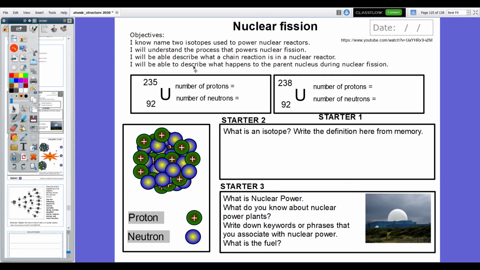Okay, so we're going to do a quick lesson on nuclear fission. So please put your date up here.